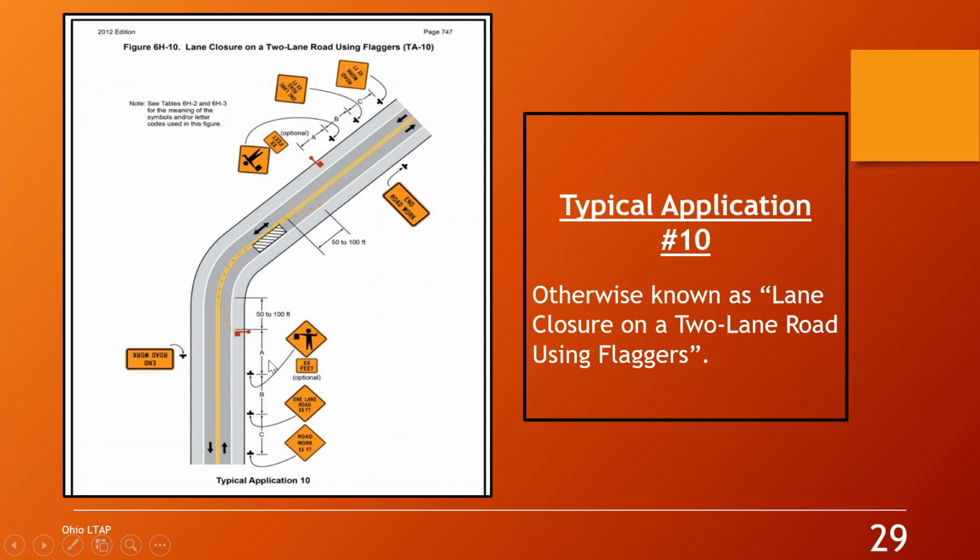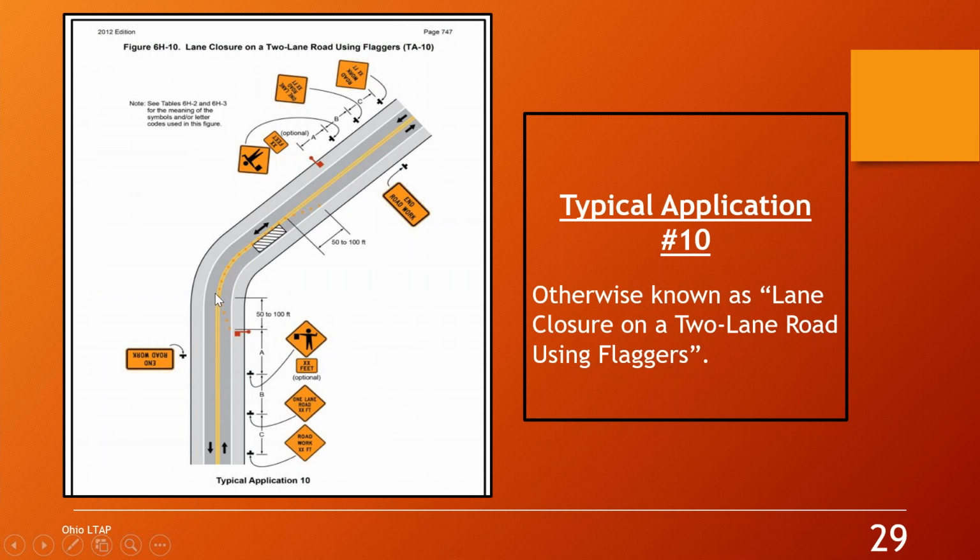If we look down here, we see the distance A is the distance between the flagger and the flagger symbol sign, distance B is the distance between the flagger symbol sign and the 1-lane road ahead sign, and C is the distance between the 1-lane road ahead sign and the road work ahead sign. It also shows the placement of the cone taper and how the flagger is standing on the shoulder at the beginning of the taper.